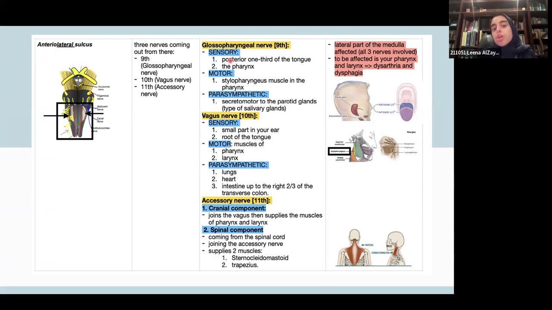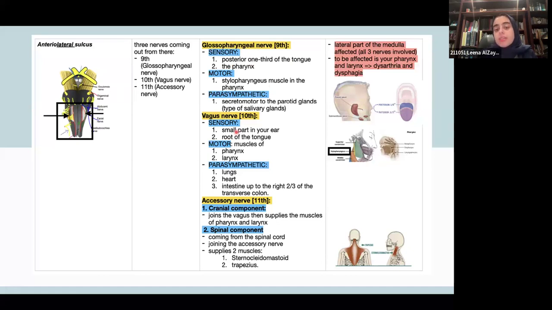The glossopharyngeal is sensory for the posterior 1/3 of the tongue, so it's the blue part here. And the stylopharyngeus muscle, which is over here, this muscle. And it's a secretory motor for the parotid gland. So also the parotid gland is supplied by the glossopharyngeal.